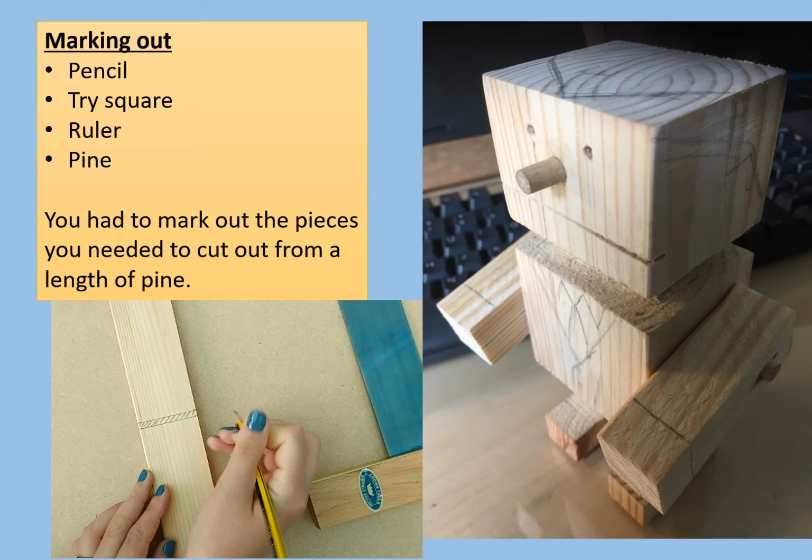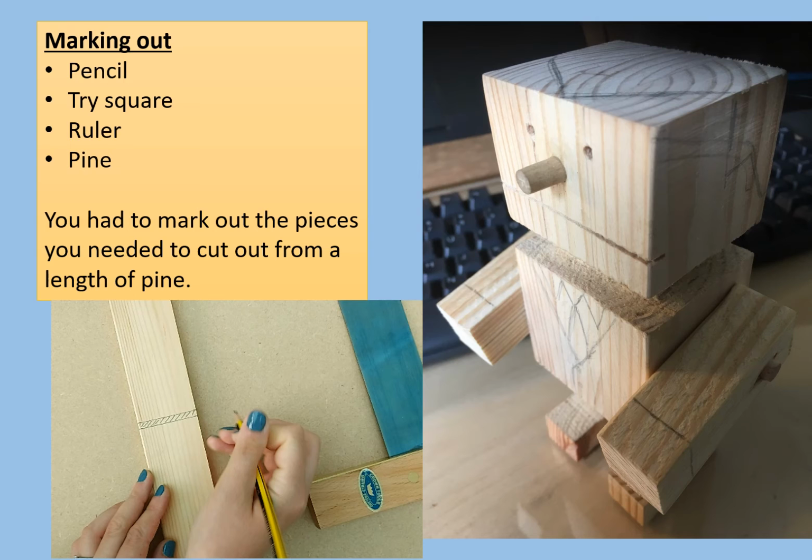Okay, so the first part of any project is your marking out. For this stage we used a pencil, a tri-square and a ruler, and the material we had was a long length of pine. The first thing we had to do, using that ruler and a pencil, was measure and mark out the 3 pieces that we actually needed for our blockhead. If you cast your minds back, we needed 2 long lengths of pine and 1 short middle piece.